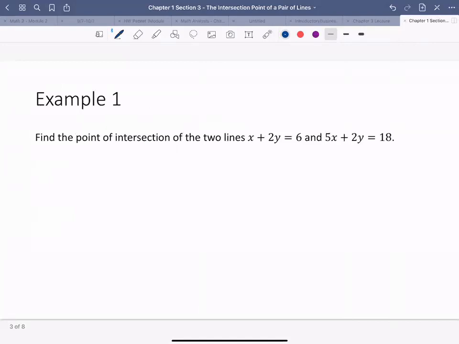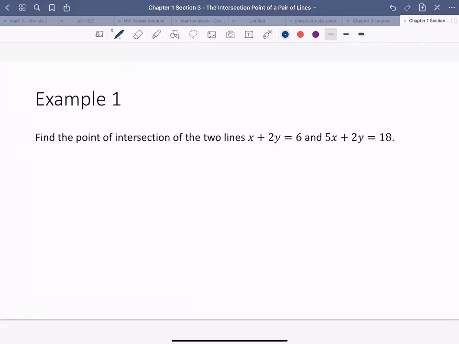So let's go ahead and get started with our first example. It says, find the point of intersection of the two lines, x plus 2y equals 6 and 5x plus 2y equals 18. It does not matter which variable you solve the equations for. You will get the exact same solution if you do all the mathematical skills correctly. Because the textbook does this, I'm going to try to stay consistent, so I'm going to solve both equations for y.